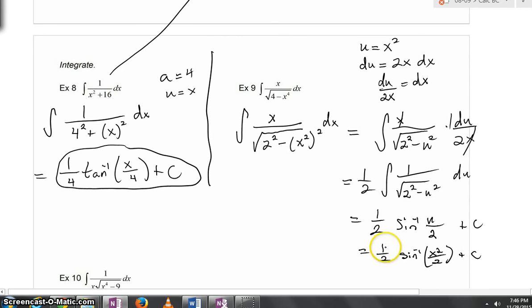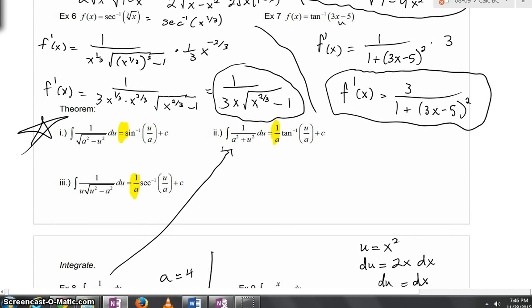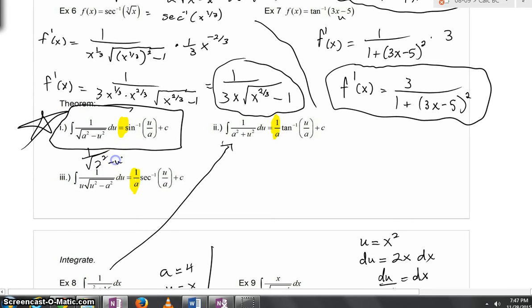Please do notice that, yeah, I do have a 1/2, but that 1/2 came from when I substituted in for dx. It didn't come from the antiderivative, when I was taking theorem 1 into play. When I had the 1 over radical 2 squared, down below, just as we saw, minus u squared, that's where I just had inverse sine of u over 2.